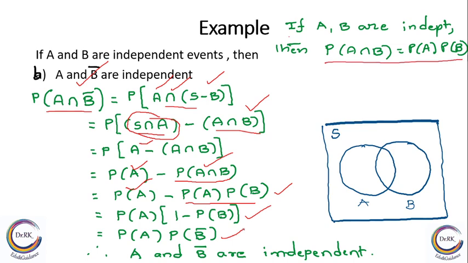Right? Now same thing. The probability of the joint of these two events is equal to the product of the probabilities of the separate events, P of A into P of B. Therefore these two events are independent events.